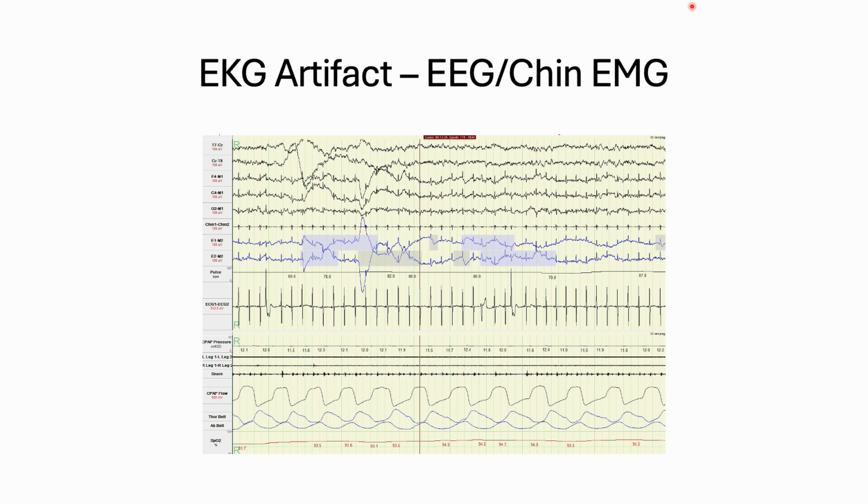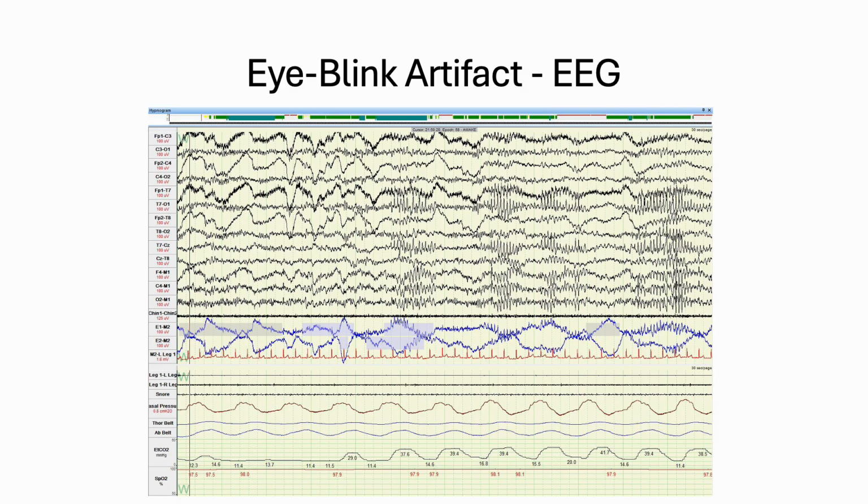There are other artifacts you can't fix, like bruxism. You could change the filter settings, but then you're changing the pure signal of the EEG. So we really don't want to change the filter settings unless we absolutely have to. So bruxism you can't really fix. Snoring artifact isn't something you really want to fix unless it's with CPAP, but that's not really what we're talking about. Let's see. Here's some more eye blink artifact.